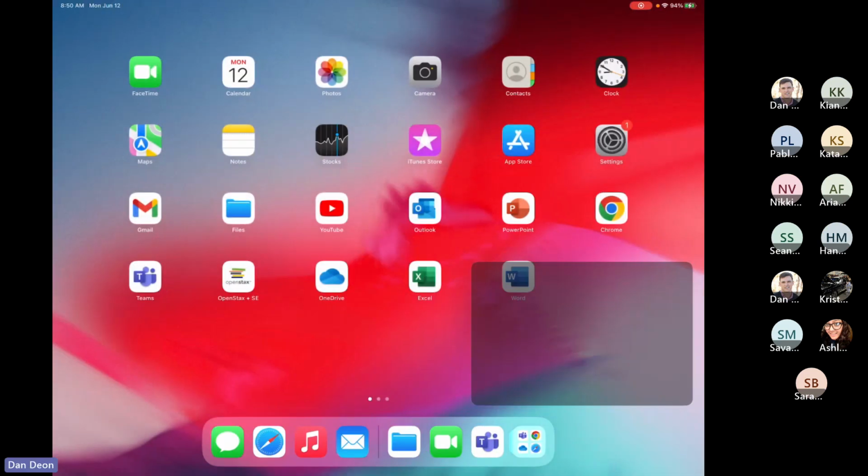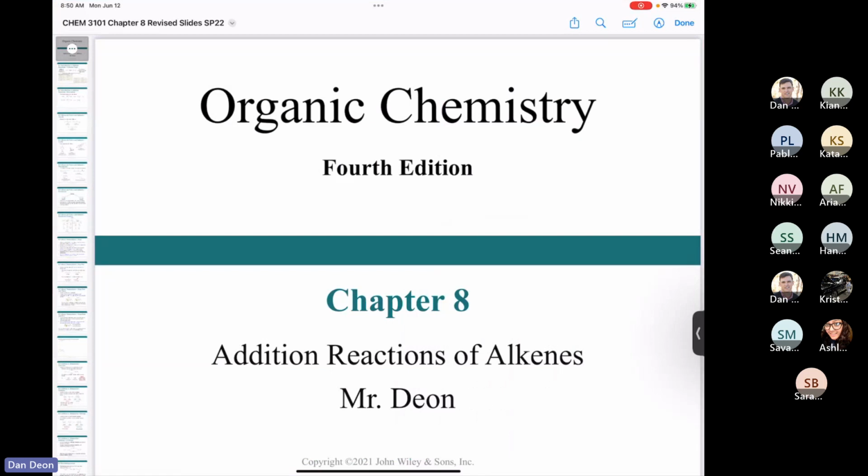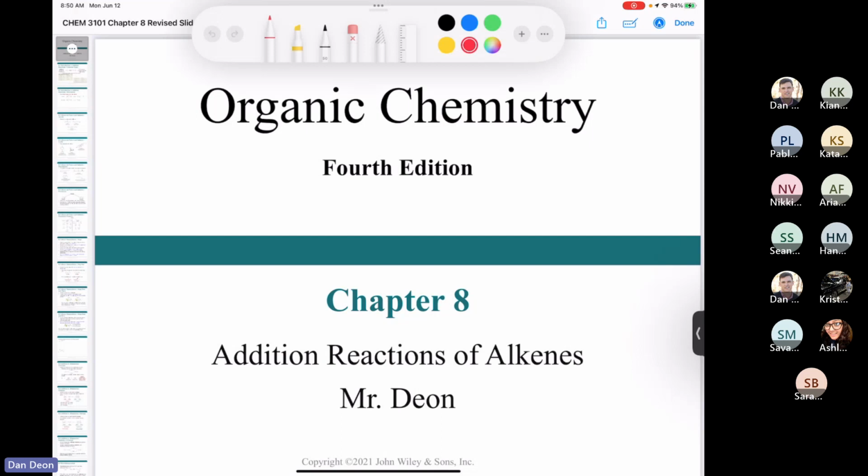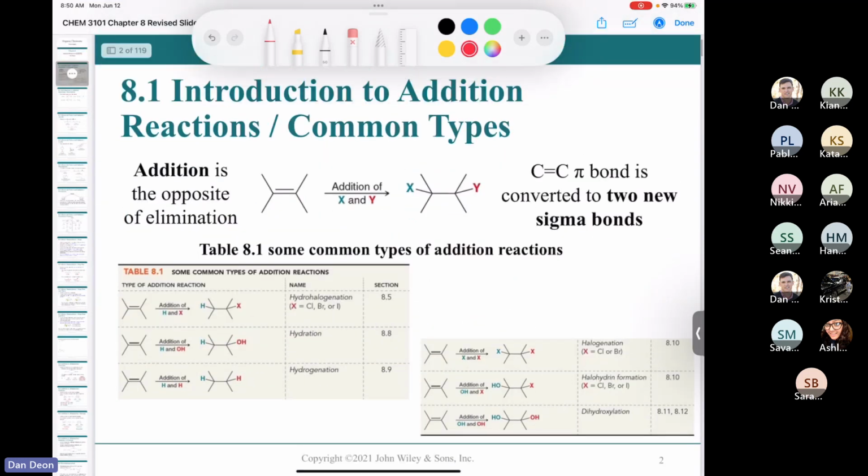Hey there, Chemistry 3101. We're going to start up with Chapter 8 now, which deals with addition reactions of alkenes. So you can almost refer to it as the alkenes chapter. That's what we're going to focus on in this chapter. Section 8.1 is an introduction to what an addition reaction is, and what some of the common types of addition reactions are.